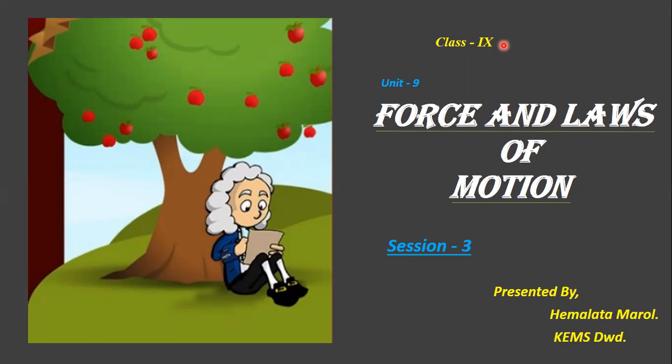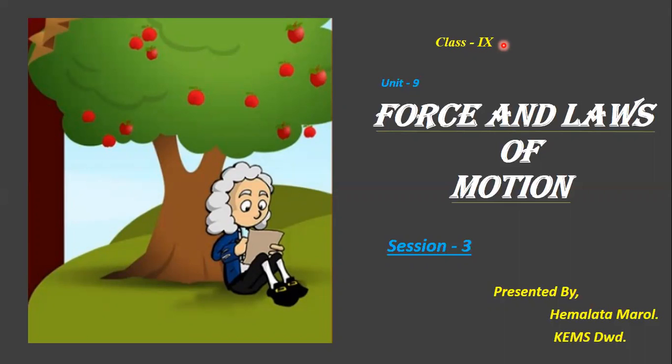The second law of motion states that the rate of change of momentum of an object is proportional to the applied unbalanced force in the direction of the force, and that is F equals m into a, where m is the mass of the object and a is the acceleration.